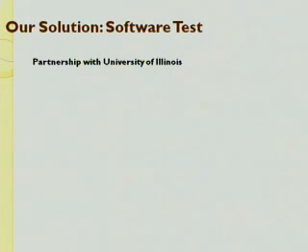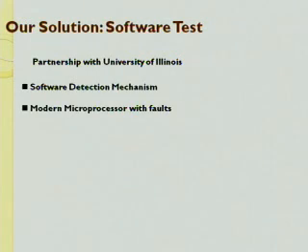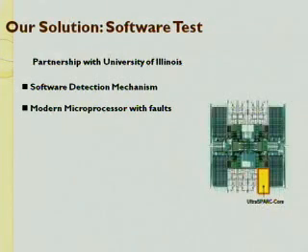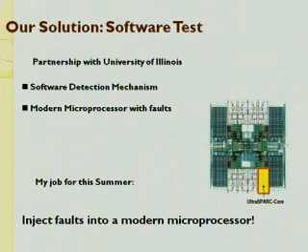We are working with a group of people at the University of Illinois. And basically, our project has two parts. One is a software detection mechanism, which is under development by people at the University of Illinois. And the second one is to provide a modern microprocessor with some faults in it. My job for this summer is to inject faults into a modern microprocessor and be able to enable them at runtime.